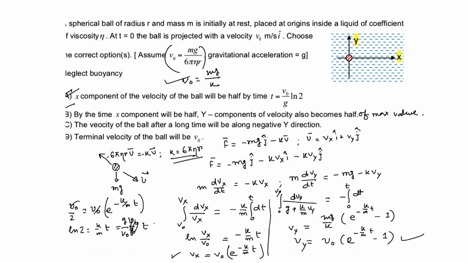Velocity of the ball after a long time: vx will be 0 because t tends to infinity, so the exponential becomes 0. But after a long time, vy will be minus v naught. So the velocity will be in the negative y direction, and the terminal velocity after a long time will be v naught, in the negative y direction. So A, B, C, D, all the options are correct in this question.